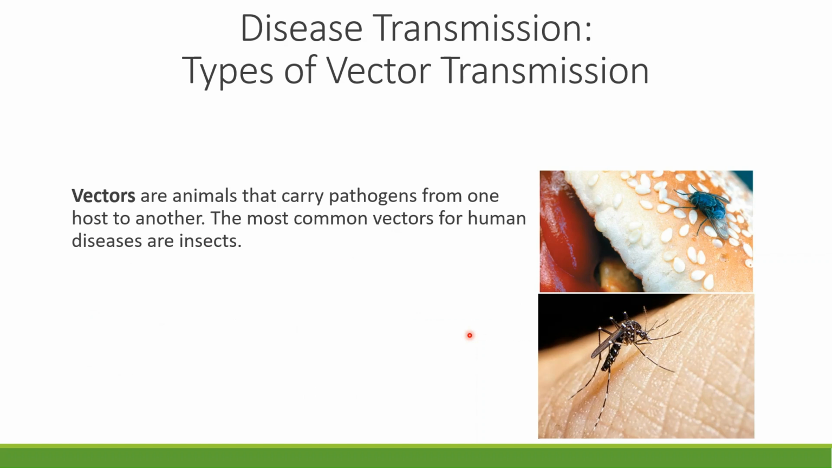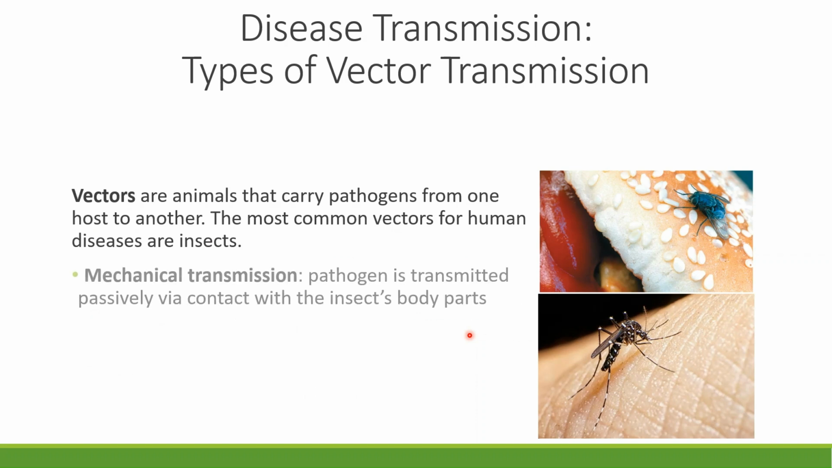Now, there are two types of vectors that can transmit disease as well. And vectors are animals that carry pathogens from one host to another. The most common vectors for human diseases are actually insects. And insects can do it in two ways. They can be a vector by mechanically transmitting that pathogen. So this is where it moves passively via just contact with the insect body part.